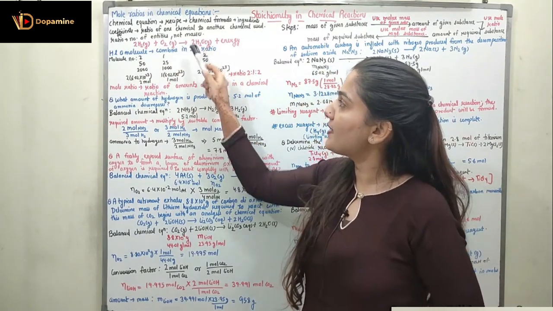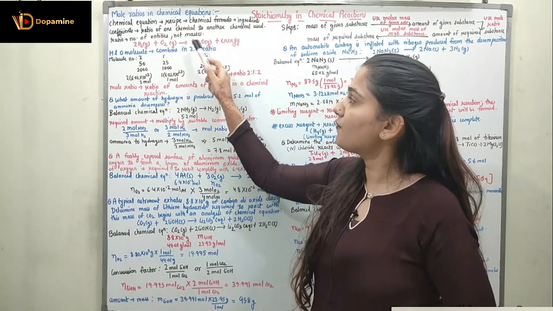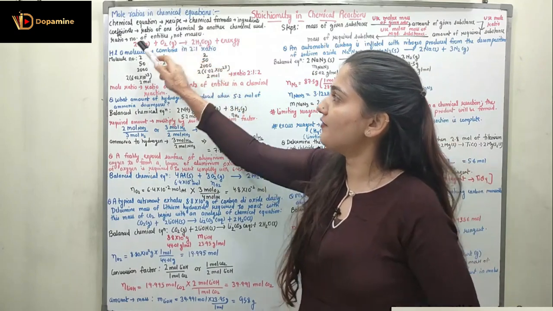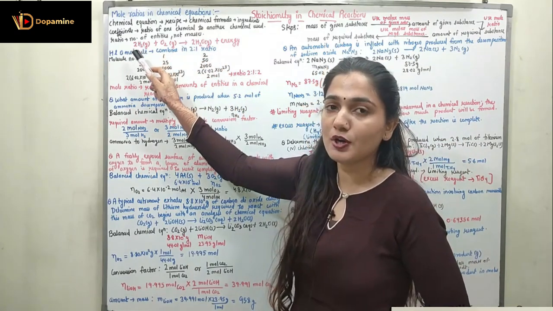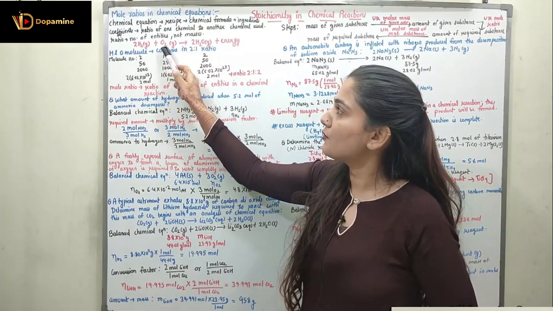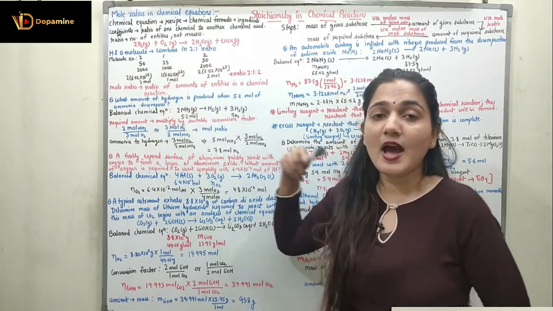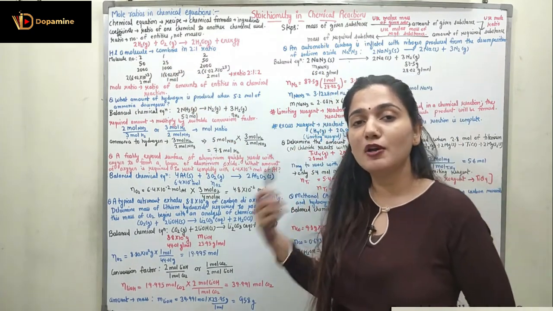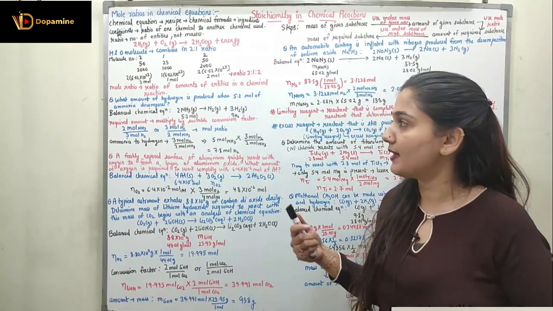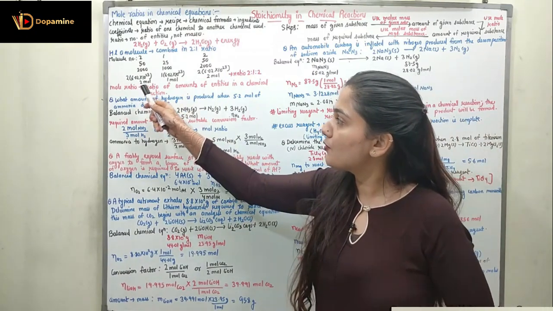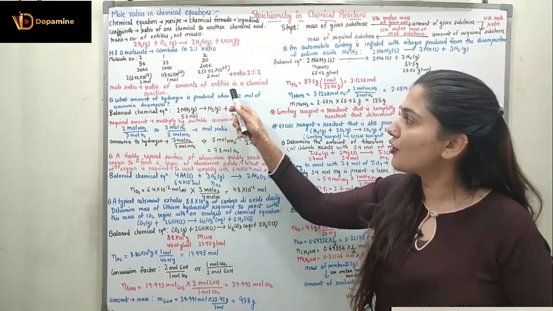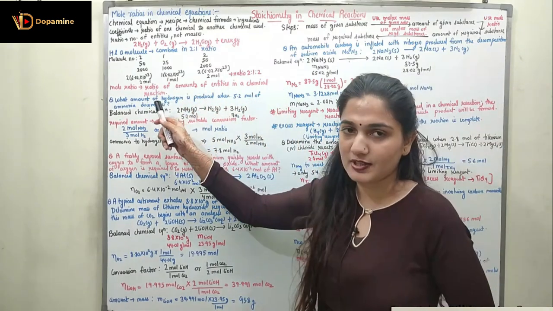So now if I find out the number of molecules of H2O, I can find out the number of molecules of H2. I can find out the number of moles of oxygen as well. I can find out the number of molecules as well and the mass as well. So what is the mole ratio? Mole ratio is the ratio of the amount of entities in a chemical reaction, right?